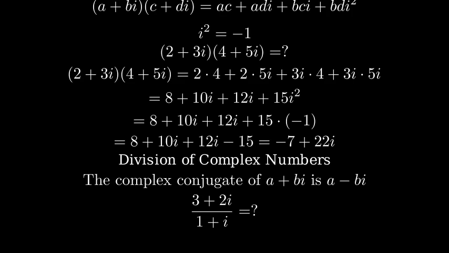For the numerator, we multiply 3 plus 2i by 1 minus i using the technique we just learned for multiplication. This gives us 3 plus 2i minus 3i minus 2i squared, which simplifies to 3 plus 2i minus 3i plus 2, or 5 minus i. So our final answer is 5 minus i, all divided by 2, or 5 over 2 minus i over 2.